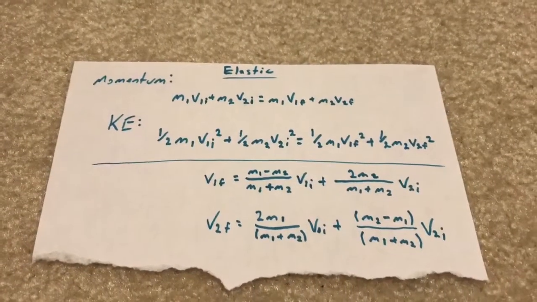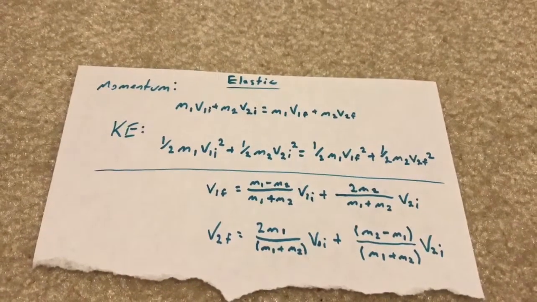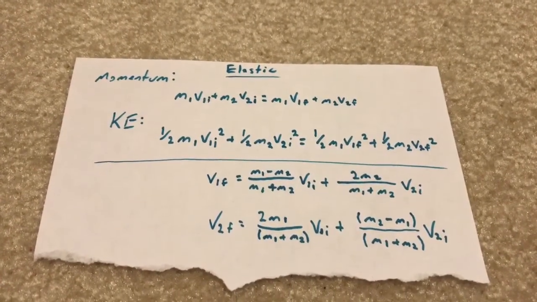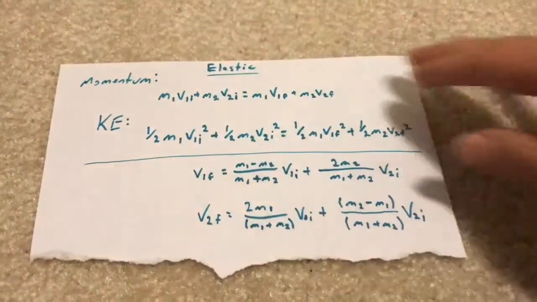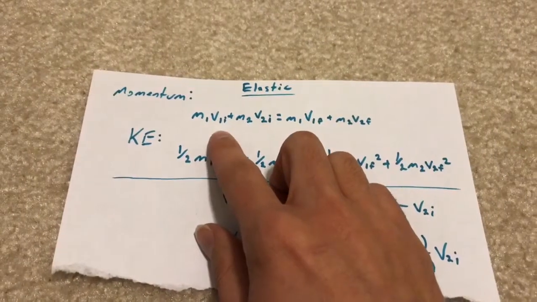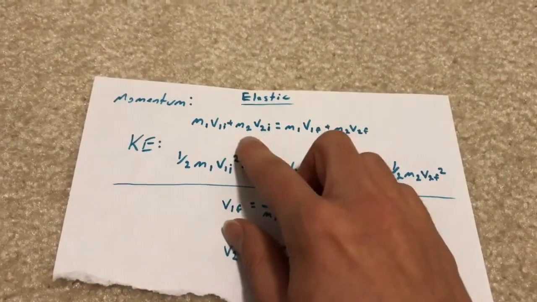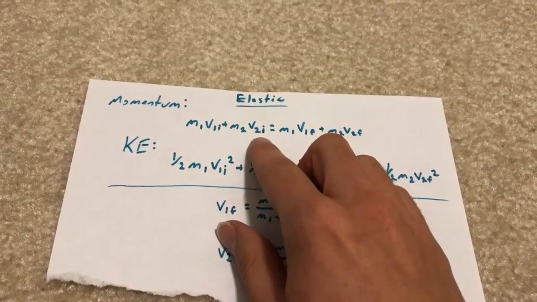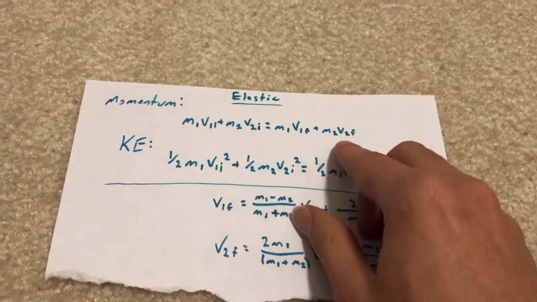Next, I'm going to move into the equations on paper for elastic and inelastic, and I'll start off with elastic. The momentum formula is the one that our class learned: mass 1 times the initial velocity of that, plus mass 2 times the initial velocity of that, equals mass 1 times final velocity plus mass 2 times final velocity.